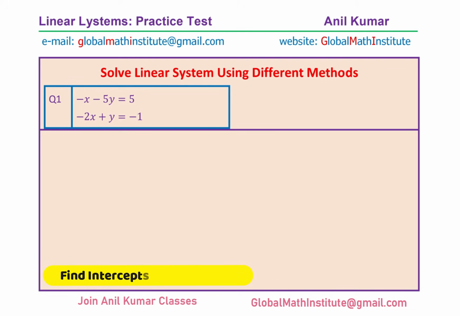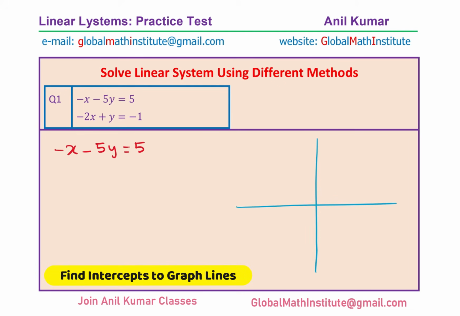Now how do you graph this? So we have 2 equations. First is minus x minus 5y equals 5, correct? So let me make a rough graph paper here. Normally you will be provided with very good graph paper, but in this case, what should I do? Well, we'll just make a rough sketch. So to sketch such a line, what we should do is find the x-intercept and y-intercept.